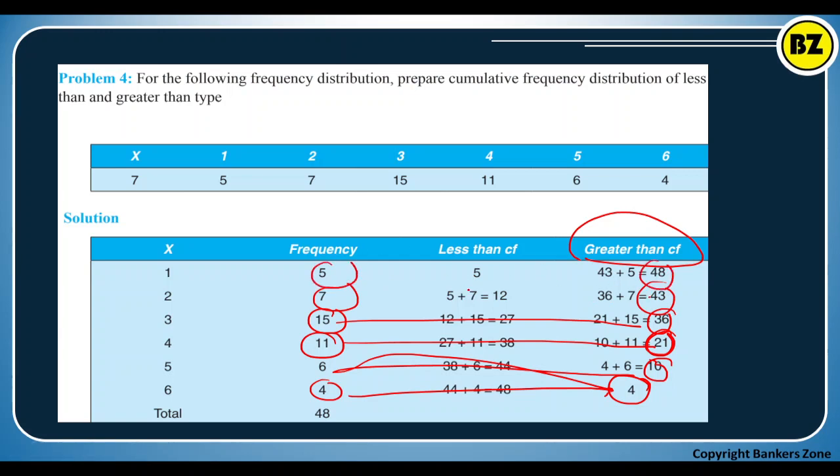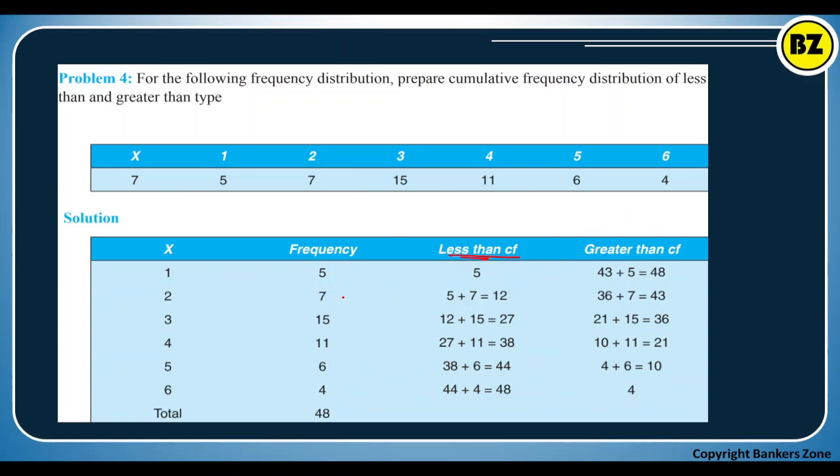43 plus the next upper value 5, you get 48. So what I have to tell you is, for less than you are taking the lower value, the value just next down, for addition. For greater than you are taking the upper value for addition. So repeat: for less than, start with 5. 5 plus 7 is 12, 12 plus 15 you get 27, 27 plus 11 is 38, 38 plus 6 you get 44, plus 4 is 48.